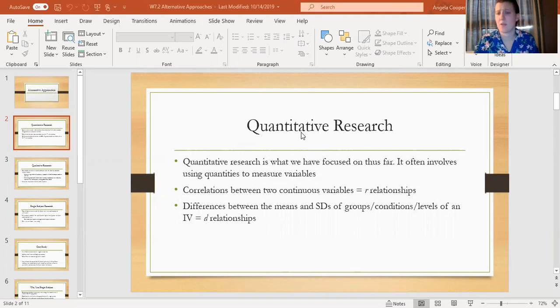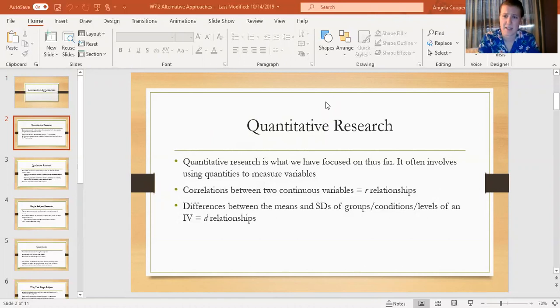Thus far, we've mostly been focusing on quantitative research. So we have the different types of research that fall within that: the correlational, the quasi-experimental, and the true experimental. We're using quantities to measure variables, so we're using numbers, essentially. With correlation, we have continuous variables, meaning they can have a decimal.